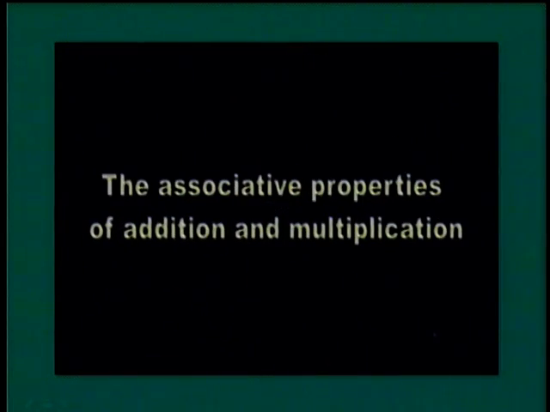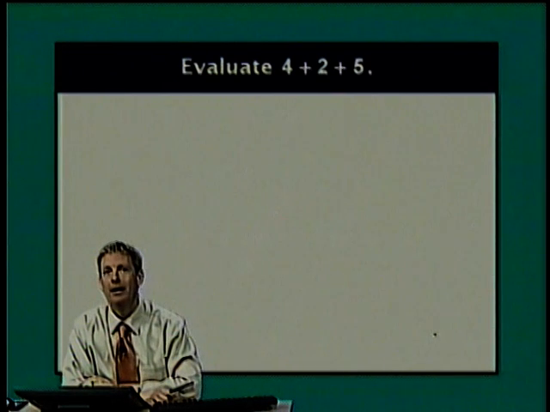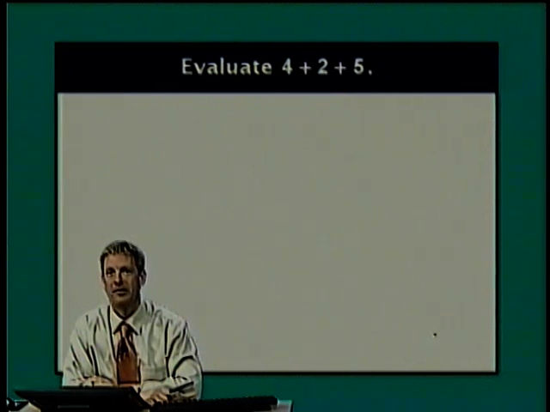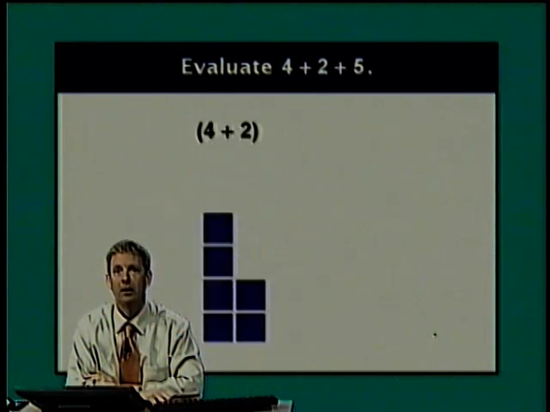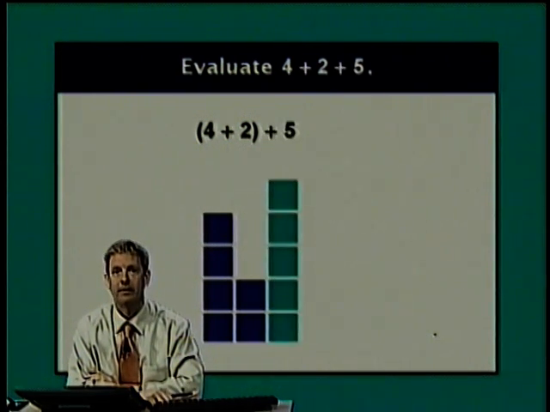Now, I just mentioned something called the associative property, and that's what we're going to talk about next, the associative properties of addition and multiplication. Let's consider the sum 4 plus 2 plus 5. By order of operations, we know that we're supposed to technically first find 4 plus 2 and then add 5.